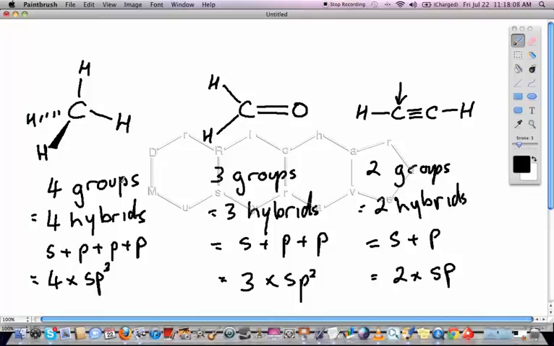If we've got 4 groups, that means we need 4 hybrids, and 4 hybrids will have to come from the hybridization of 4 different orbitals, 1 s, a p, a p, and a p, to give 4 sp3 hybrids. So the hybridization of methane is going to be sp3. I'm going to go back here and show you this again with the mixing of the orbitals to give the hybrid orbitals.